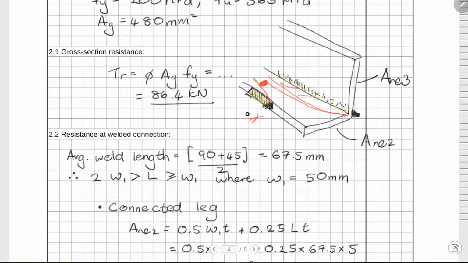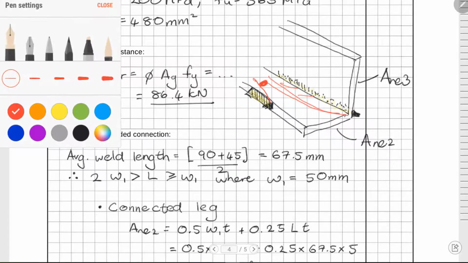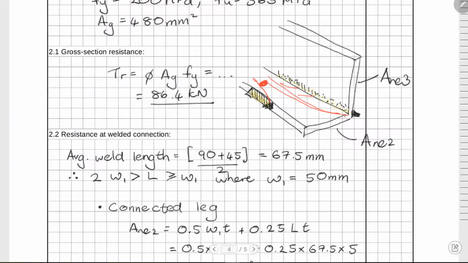But the thing is, we've got a variable weld. We've got one on the one side, one on the other side, and the code doesn't provide explicit guidelines. So we're going to take an average L value, sort of halfway between the two of them. And this is also linked to how wide the section is, how high it is, and how thick it is. We have the same thickness both sides, but you don't necessarily.